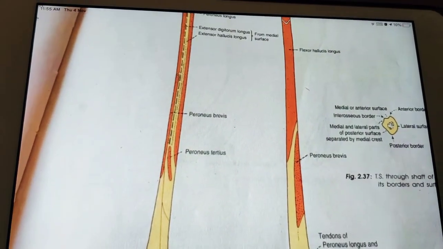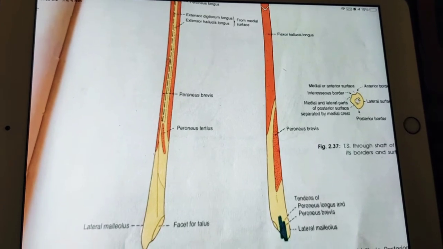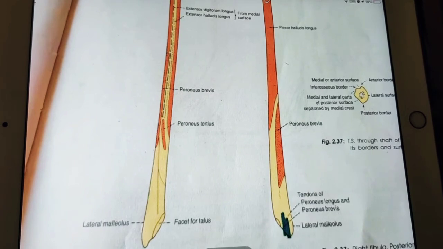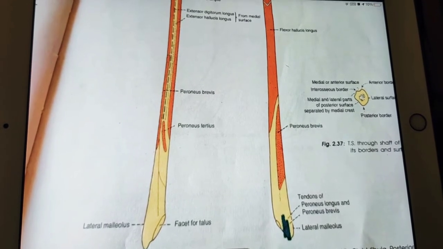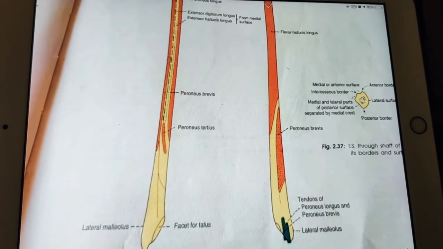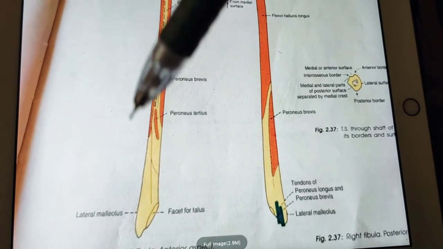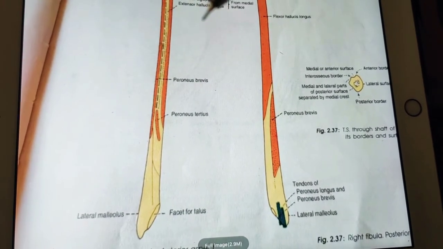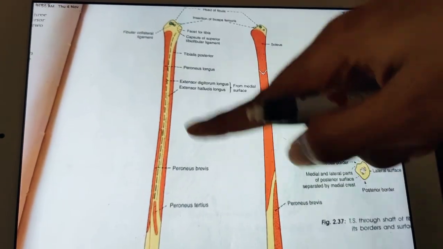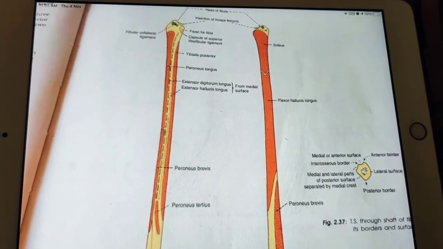So now let us see the ossification of the fibula. The fibula ossifies from one primary center and two secondary centers. The primary center is in the shaft and it appears in the 8th week of intrauterine life, whereas the secondary center for the lower end appears during the first year and fuses with the shaft by 16 years. The secondary center for the upper end appears during the 4th year and fuses with the shaft by 18 years.